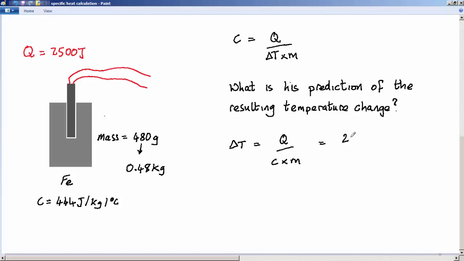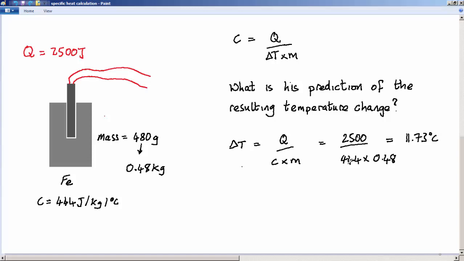Okay, so you got 2,500 divided by 444 times 0.48, and that comes out as 11.73 degrees Celsius.